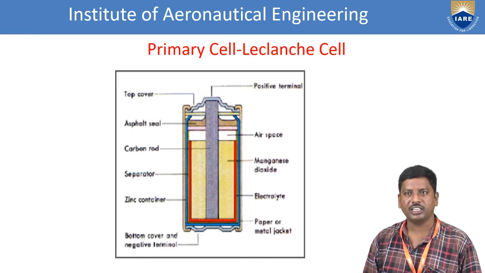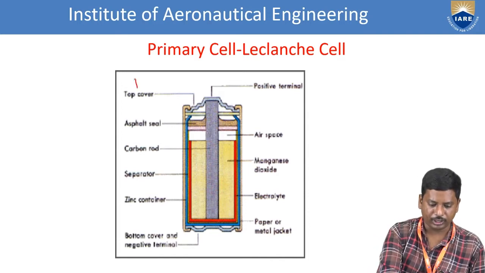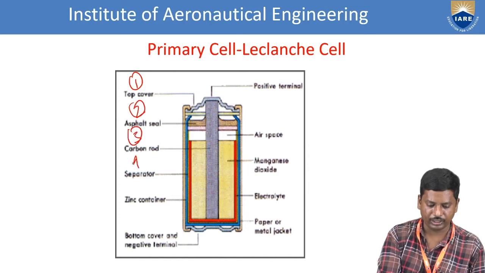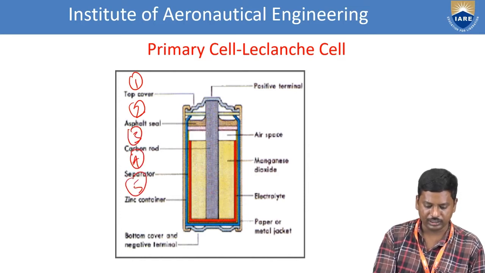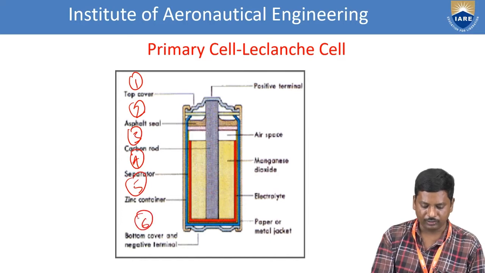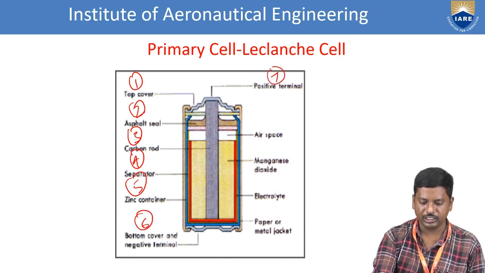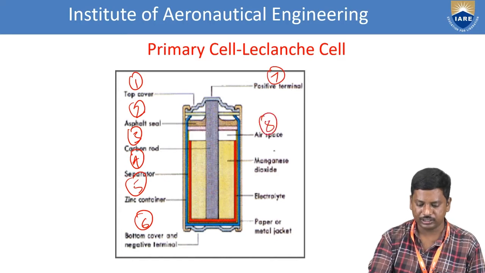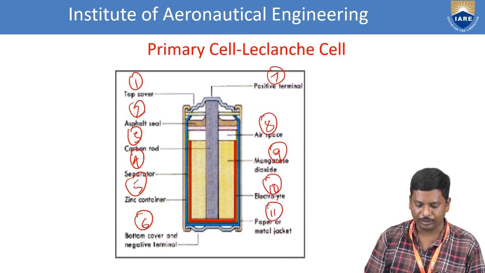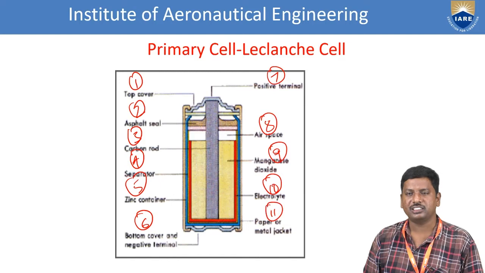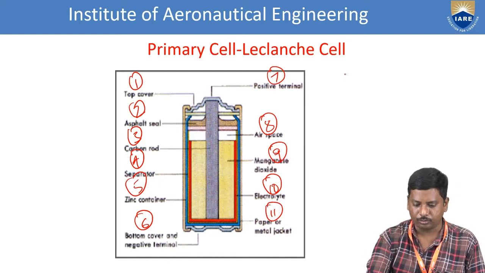So this is the basic diagram for the primary cells, and the best example is the Leclanche cell. How many components are there in total? The first component is the top cover, the second is the asphalt seal, and the third is the carbon rod. The fourth is the separator, the fifth is the zinc container, and the sixth is the bottom cover and negative terminal. The seventh component is the positive terminal, the eighth is the airspace, the ninth is manganese dioxide, the 10th is the electrolyte, and the 11th is the paper or metal jacket. That means this Leclanche cell contains 11 components in total.